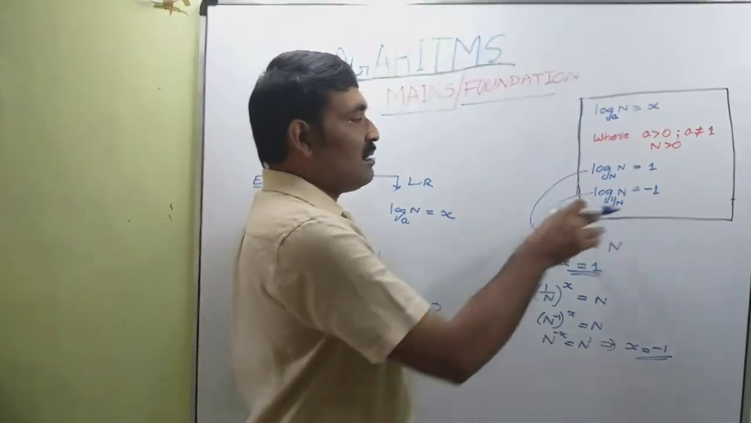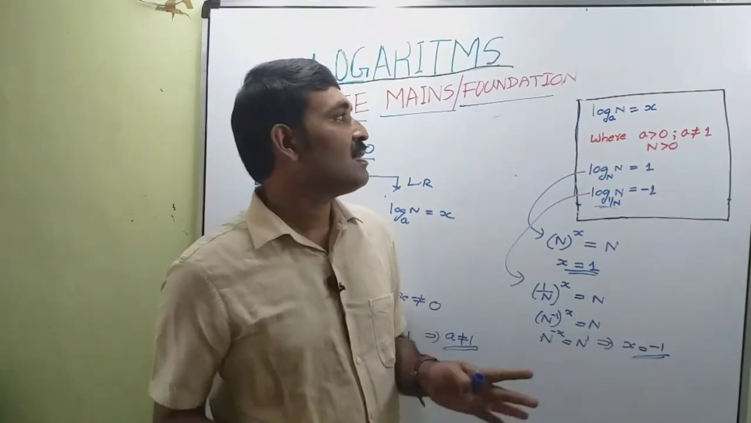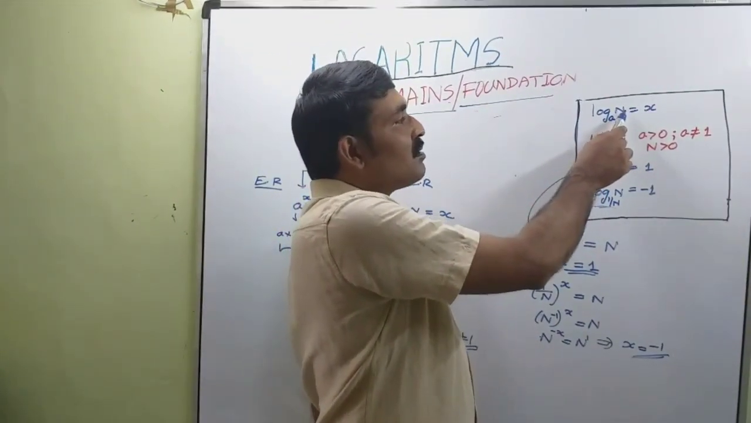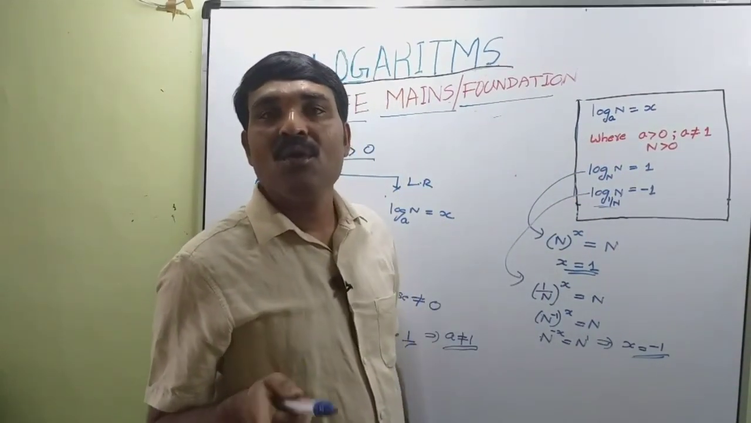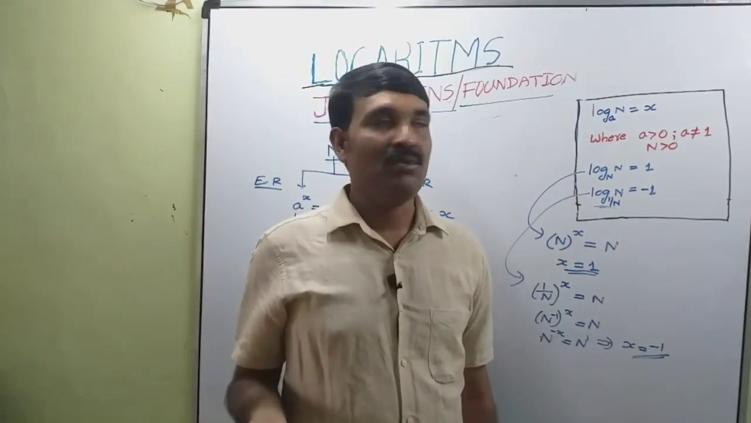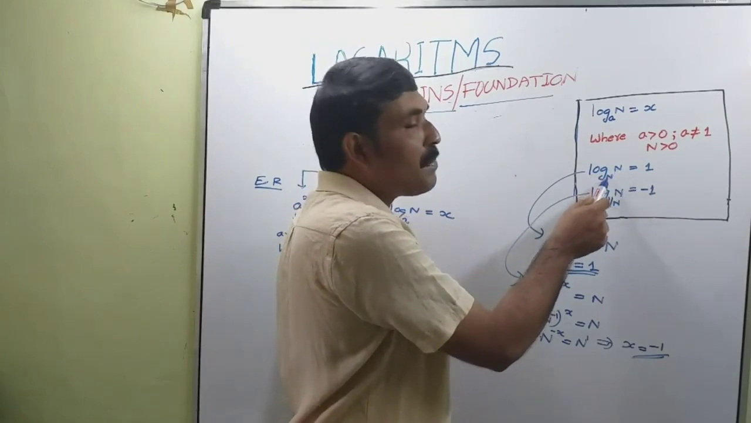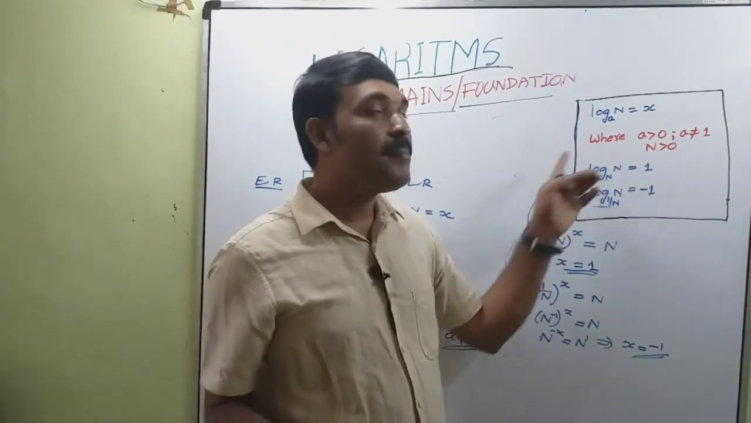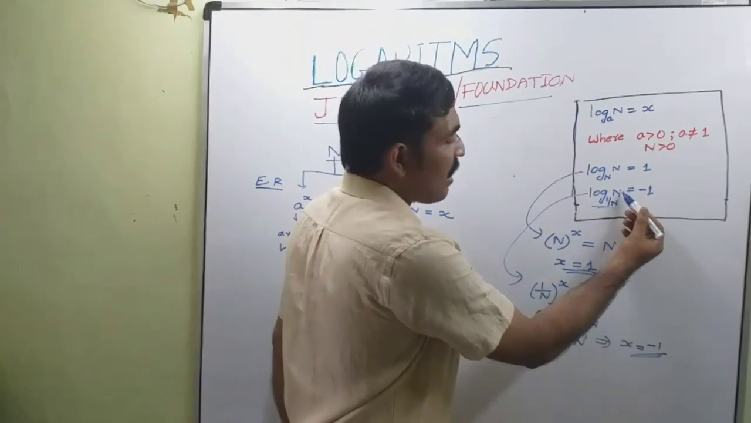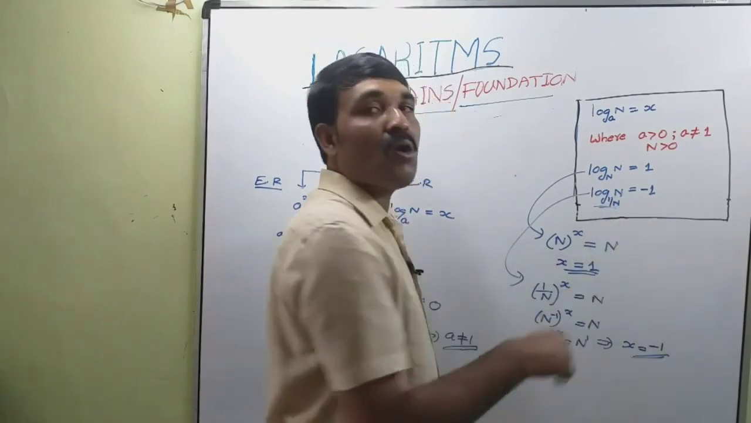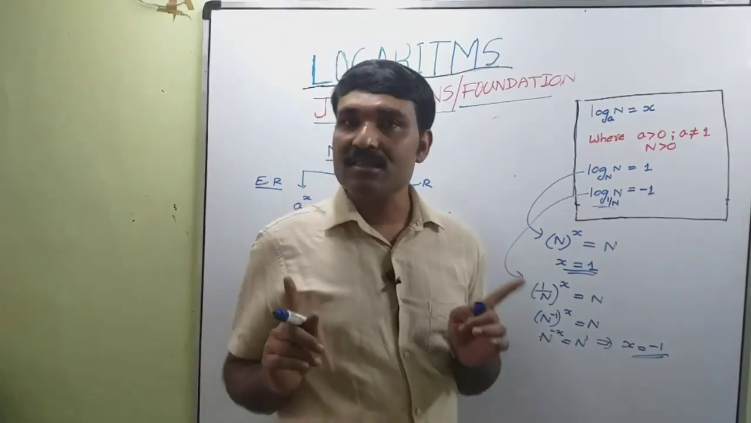So these are our three very important properties. That is, logarithm of any number to the base a is x, provided base is not equal to 1 or 0, and logarithm of any number to the base of the same number. If the number and base are the same, then the answer is 1. And similarly, log n to the base that is the reciprocal of that number will result in minus 1. I think it is clear, right?